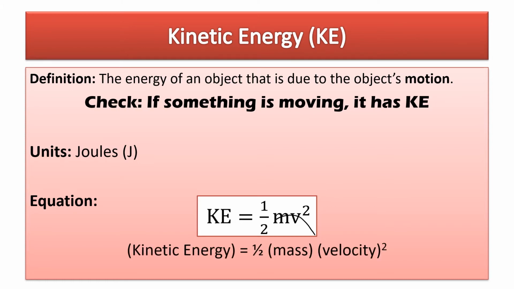It depends on the mass. If you have more mass, you're going to have more kinetic energy. And it really also depends on the velocity. The velocity is being squared, so you need to be moving. If the object's moving, it has kinetic energy.